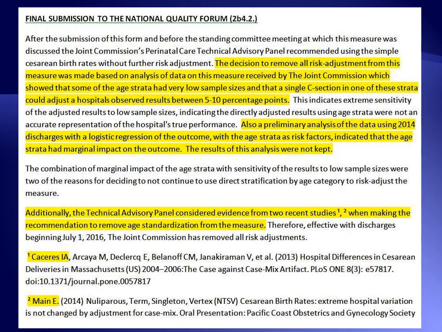The first highlighted sentence indicates that the Joint Commission has finally come to admit the fatal flaw that I discovered back in 2010. Unfortunately, in the second highlighted sentence, they make their next fatal flaw. They claim that they did an analysis of 2014 discharge data with logistic regression that indicated that age strata had marginal impact on the outcome. This analysis contradicts 20 years of research, yet they didn't keep the results. How convenient. Once again, the only published study in support of their incredible findings is the study by Cesarean.